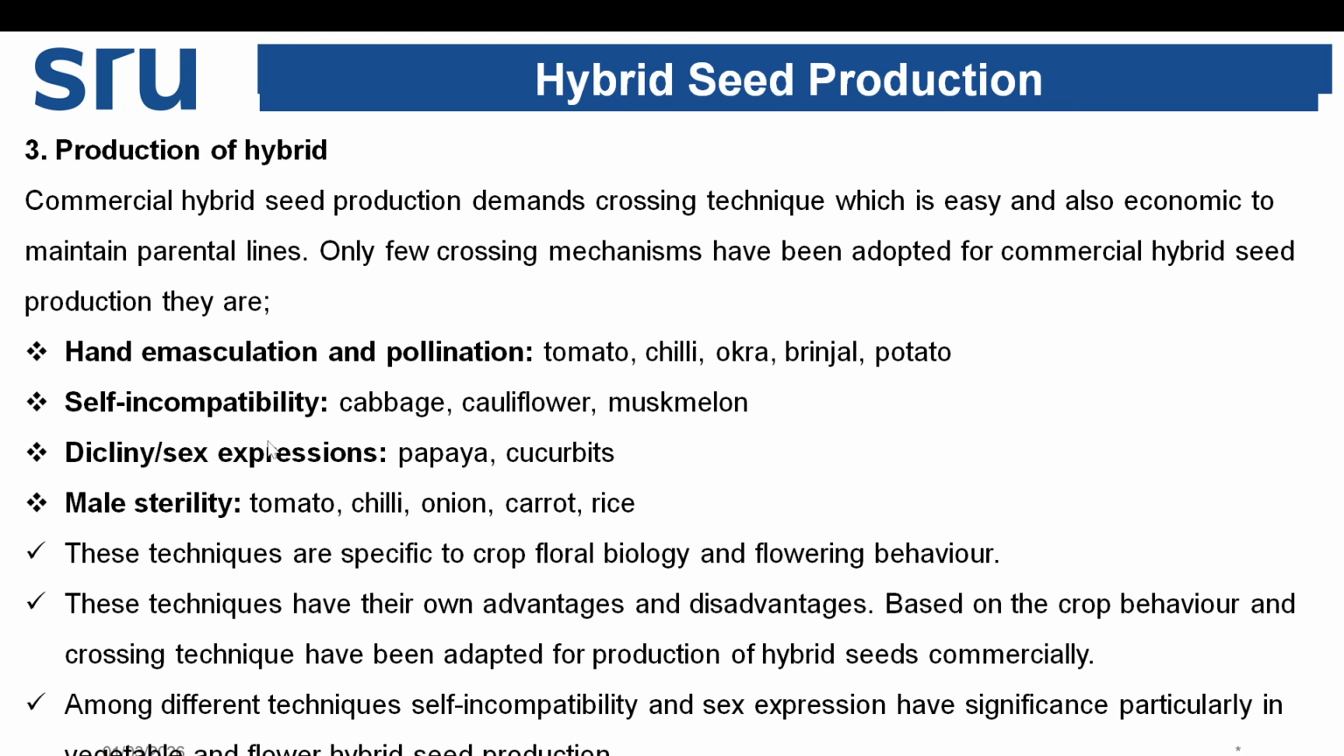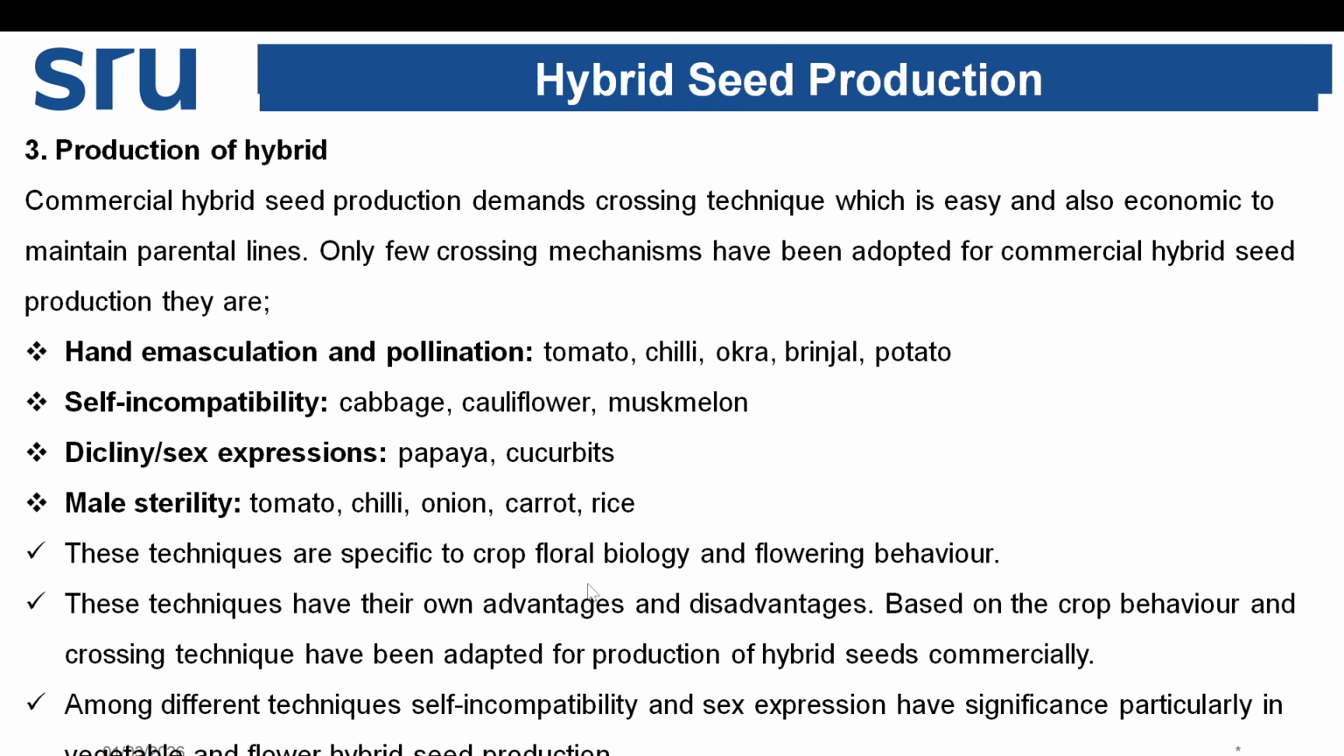Then the second mechanism, self-incompatibility. Examples: cabbage, cauliflower, muskmelon. Then the third, sex expression, as in papaya and cucurbits. Then last, male sterility. Examples like tomato, chili, onion, carrot and rice.